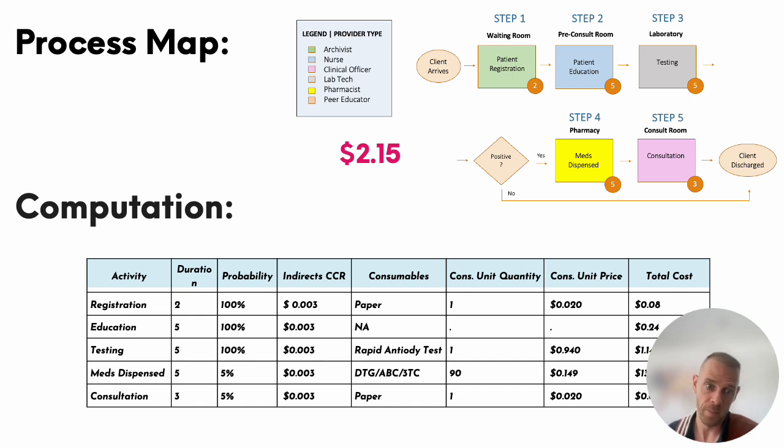So for example, medicines being dispensed only happens 5% of the time, and so the actual expected value is 5% times $13 and change, coming out to be about 65 cents. So in summary, this is sort of a way of showing that the computations that underlie the process maps can get us to a final cost estimate.